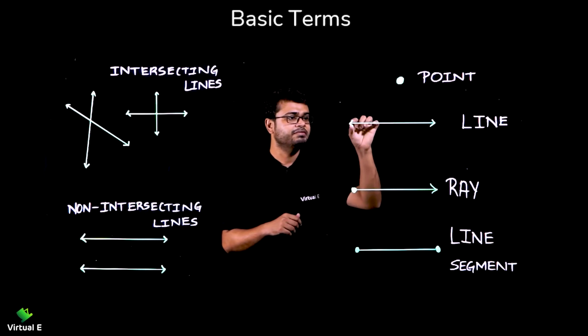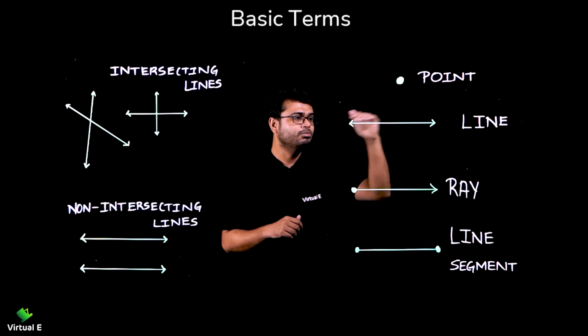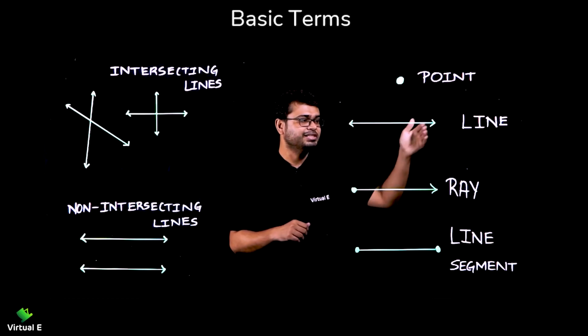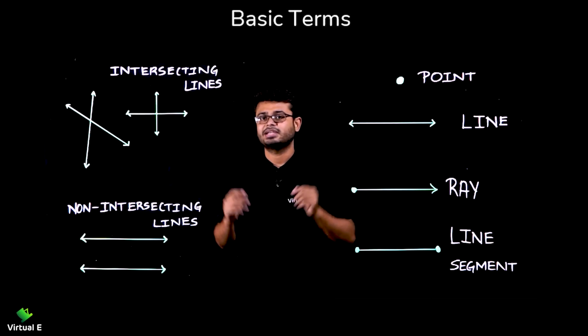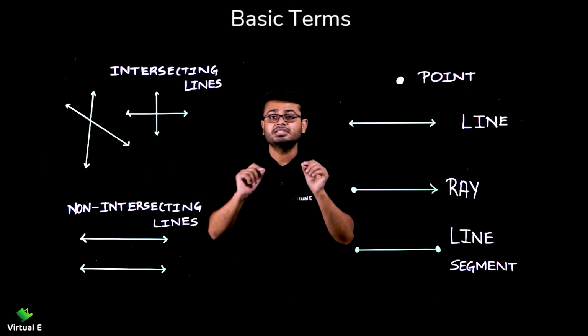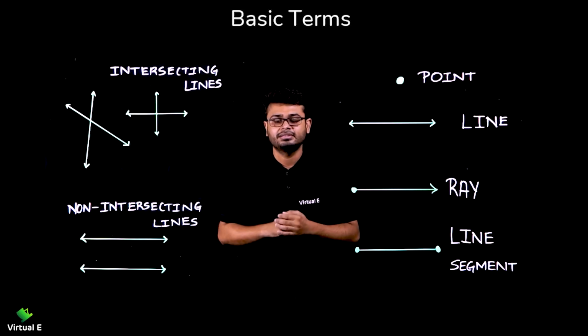A line is what? It can be extended on both sides infinitely. You can move on the left side as much as you want and the right side as well. That is the line. You can keep extending. There is no end to the line, right?